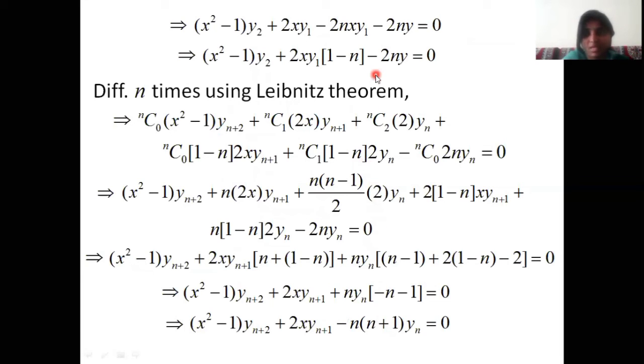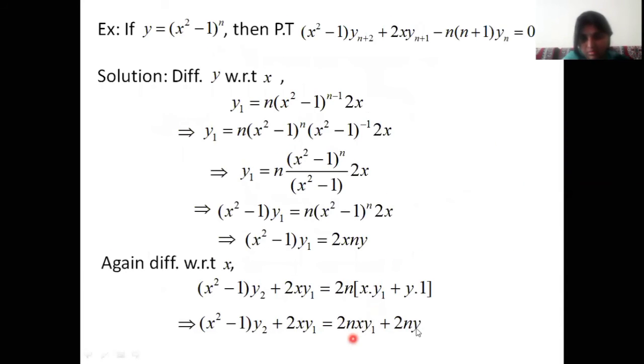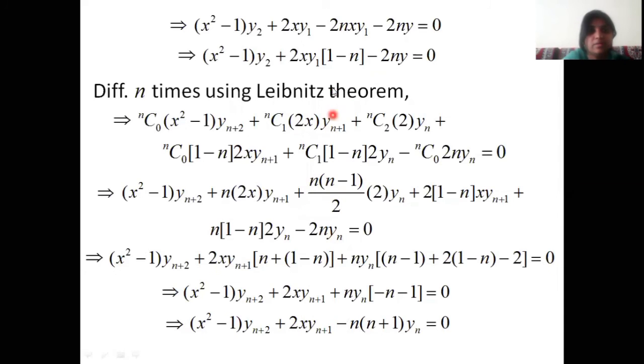I've taken that 2nx y1 plus 2ny onto the LHS. So on taking this to the LHS and rewriting that, I'll be getting (x² − 1) y2 plus 2x y1 minus 2nx y1 minus 2ny is equal to 0. You can see here, in these two terms, 2 is common, x is common, y1 is also common. So I have taken that term outside, and the left out term is 1 minus n. I have written that here.